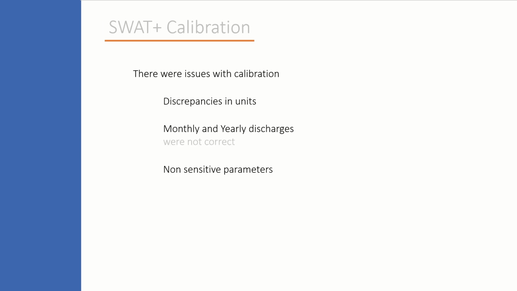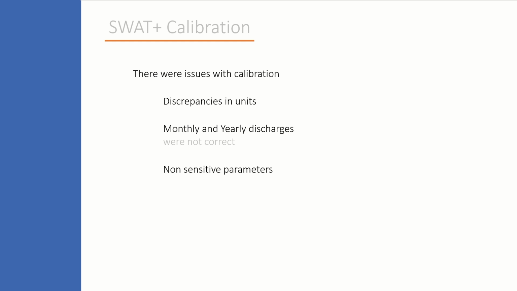There have been issues with calibration in the past. This is mainly due to discrepancies in the units. At first, in early revisions, it was not clear whether the units were in cubic meters per second or hectometers for discharge, that is. And in later revisions, when it became clear that the units were in cubic meters per second, monthly and yearly flows were not correctly calculated because instead of averaging the daily flows, they were just summed up. Now you don't just sum up cubic meters per second. As a result, calibrating for hydrology at monthly and yearly timestamps was nearly impossible.